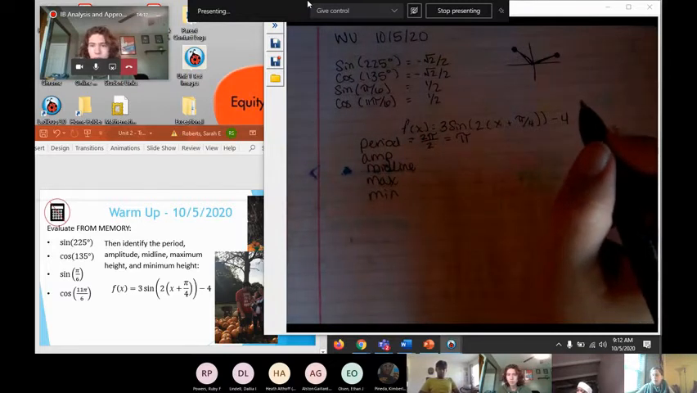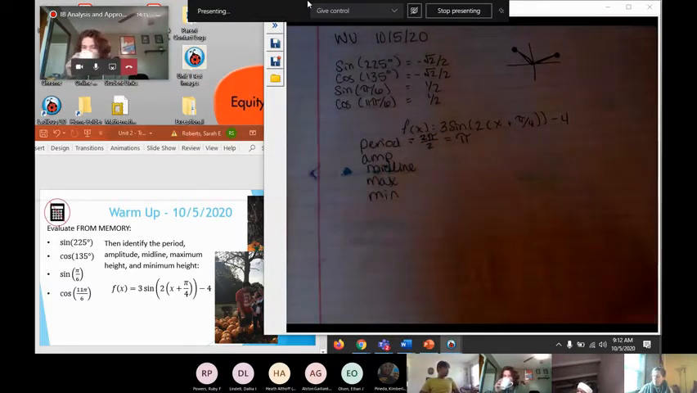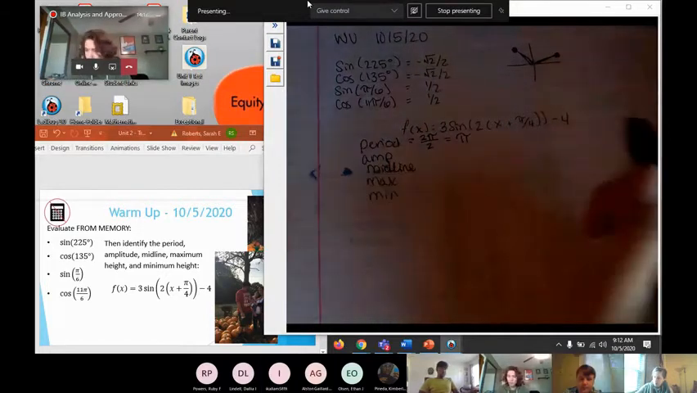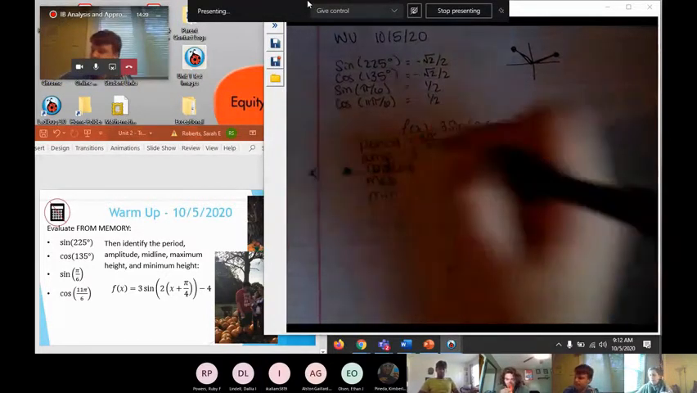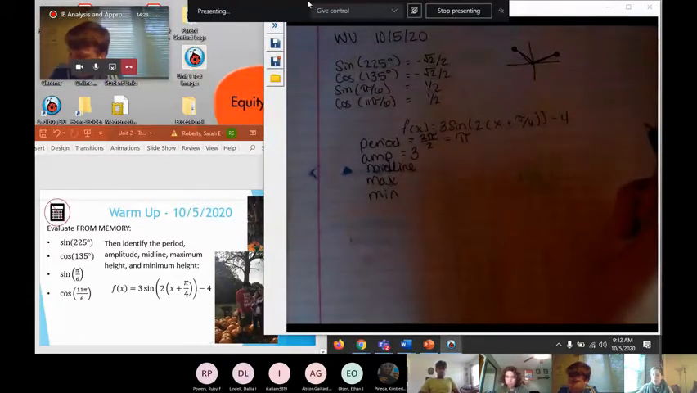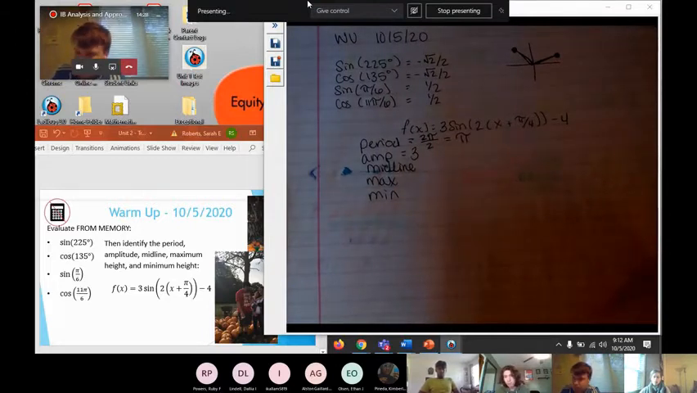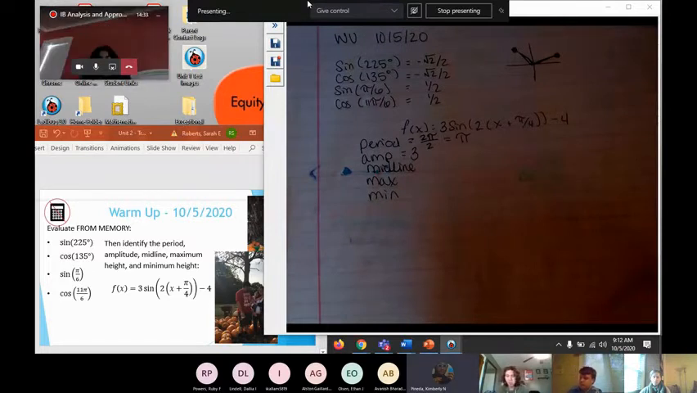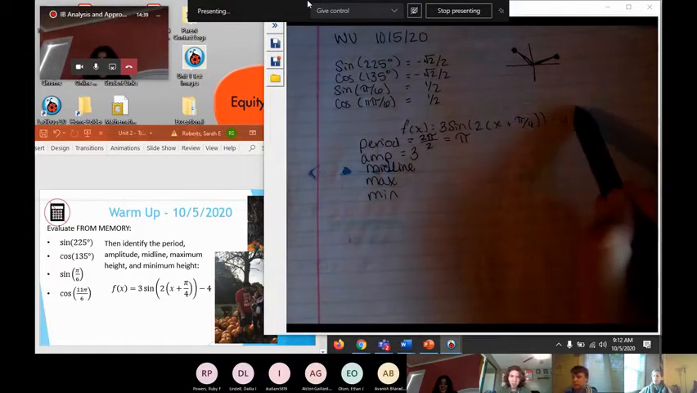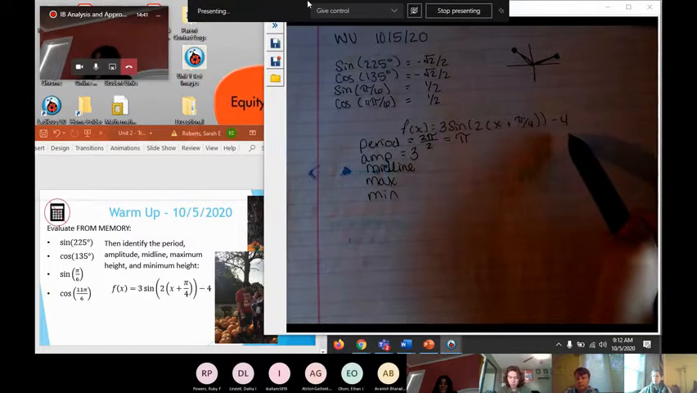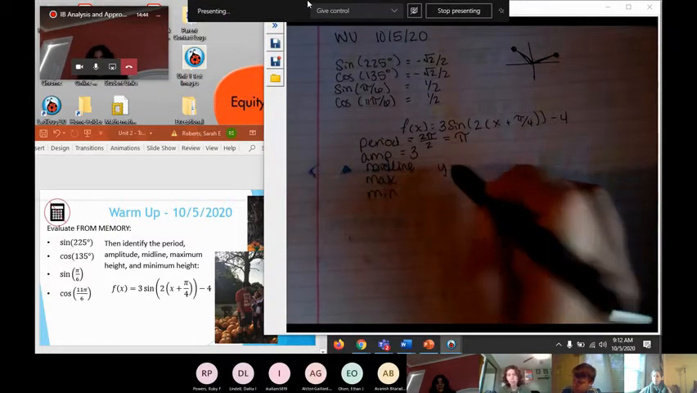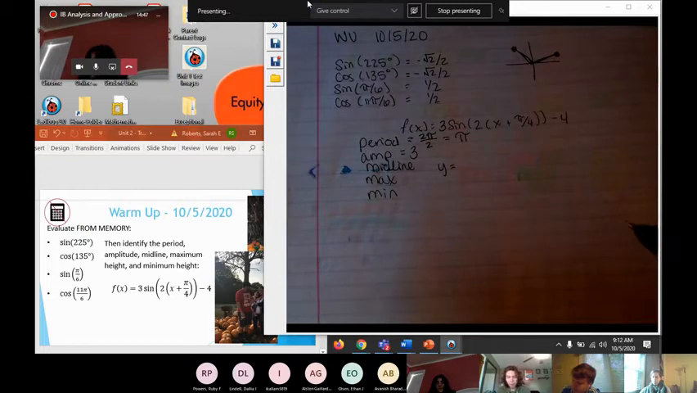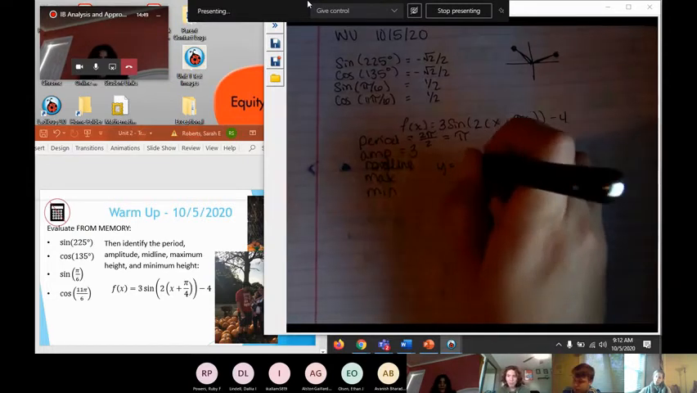Thank you very much. Heath, can you tell me what the amplitude is here? Amplitude is 3. Perfect. Kimberly, can you tell me what the midline is? I don't remember how to find the midline without a calculator. Okay, so the midline is going to be the value that's added on to the end, in the form y equals. So it's -4 then? Yeah, so y equals -4 is our midline. Thank you.